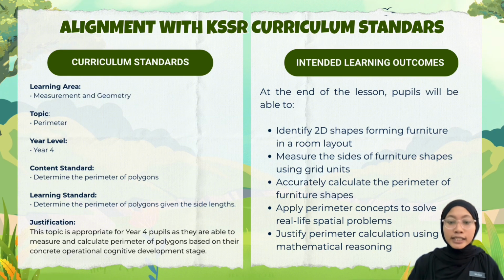This lesson is suitable for Year 4 pupils because they are in the concrete operational stage where they learn best through concrete material and visual representation. Therefore, the use of furniture manipulatives supports their cognitive development and strengthens their conceptual understanding. Next, the intended learning outcomes of this lesson are clearly defined. First, pupils will be able to identify 2D shapes forming furniture in a room layout, which helps them connect geometry concept with a real-life object.